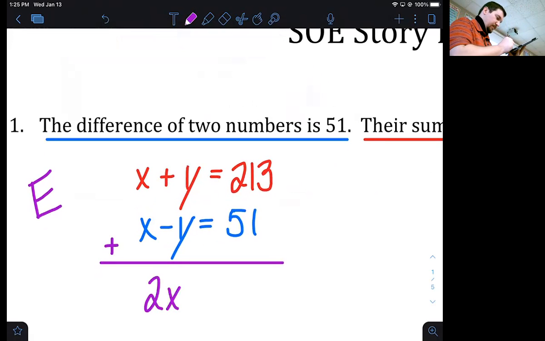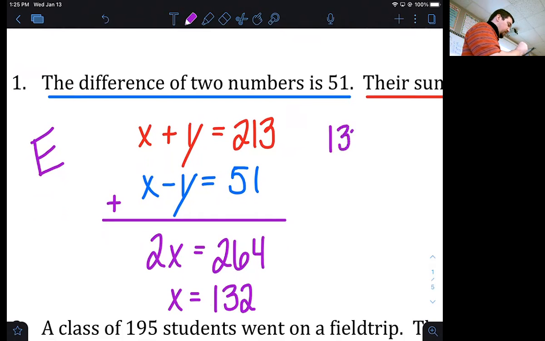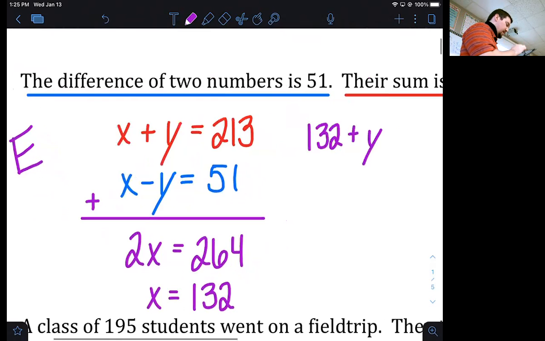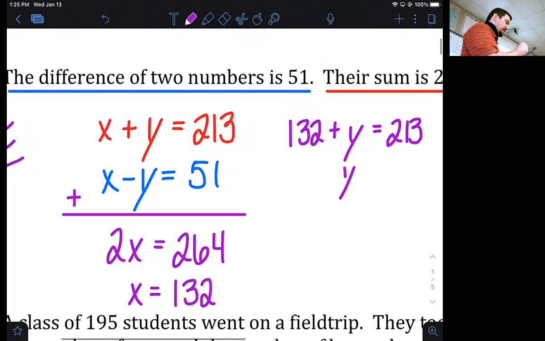Okay. And then go ahead and finish it, AJ. What would x be? $132. Now that we have x, we can plug it into either one of those top equations, either the red one or the blue one. Max, which one are you plugging it into? The red one. Okay. So that would give us 132 plus y equals 213. Subtract 132 from both sides, and what does that give you for y?